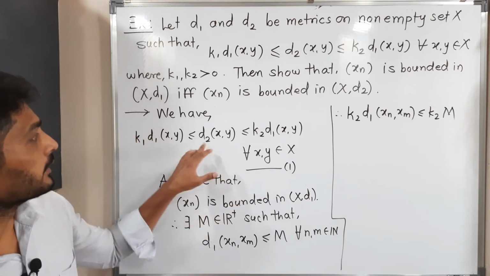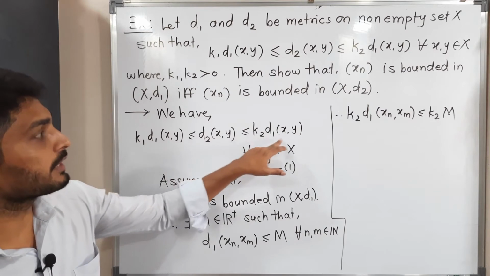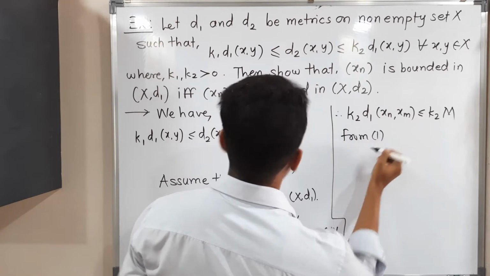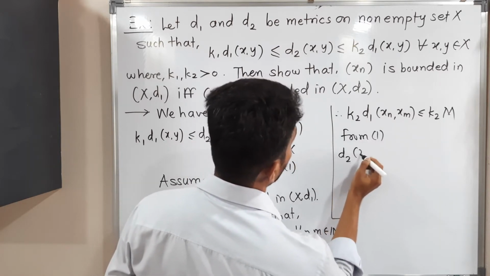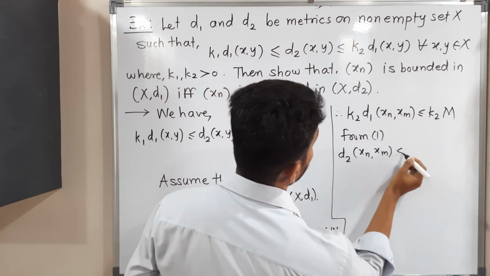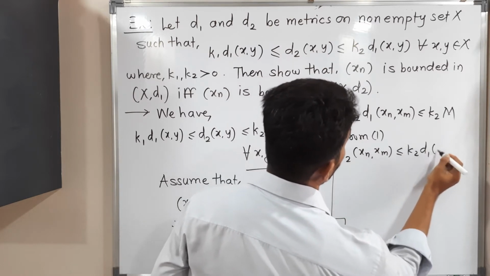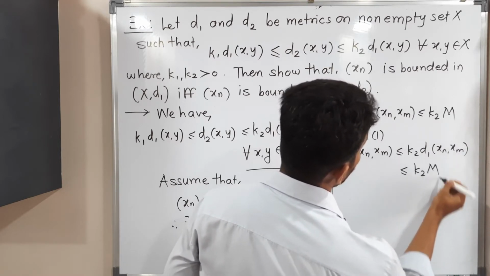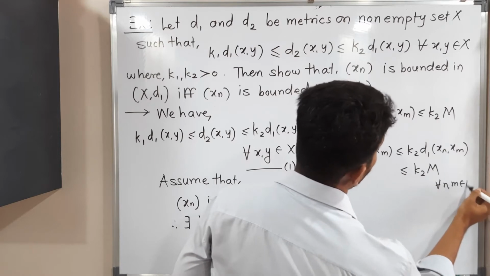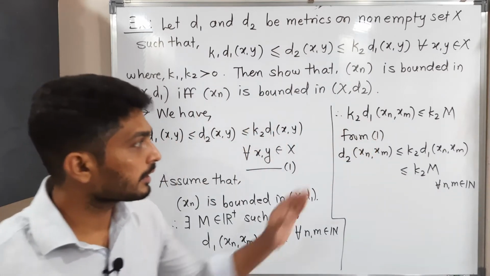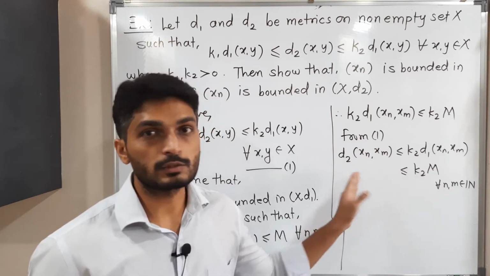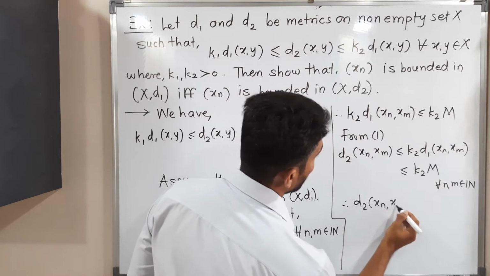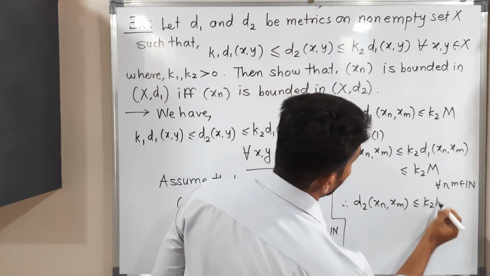But see, from 1, d2 of x, y is less than or equal to k2 of d1 of x, y. So what can I write from 1? From 1 we will have d2 of xn, xm less than or equal to k2 of d1 of xn, xm, which is less than or equal to k2 m. This is true for all n, m belongs to the set of natural numbers. Okay, so what we get here, a less than b, b less than c, so a less than c. Therefore d2 of xn, xm is less than or equal to k2 m.